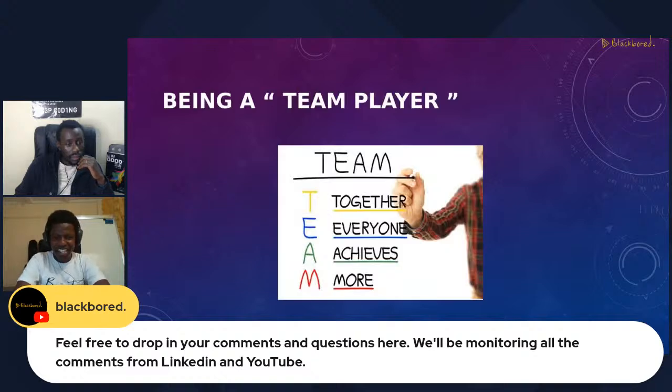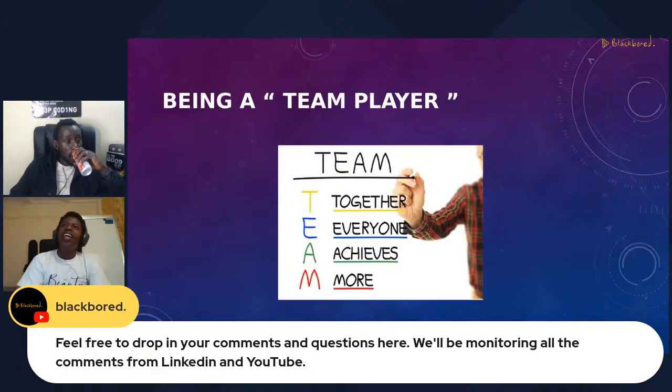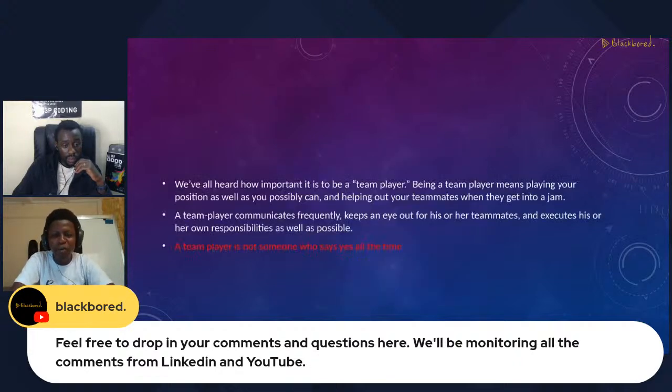So that is what we are going to talk about next, being a team player. How do you become a team player? You see, when a team is together, everyone achieves more. They say when you want to go faster, go alone, and when you want to go very far, go with a team. So how do we become a team player?